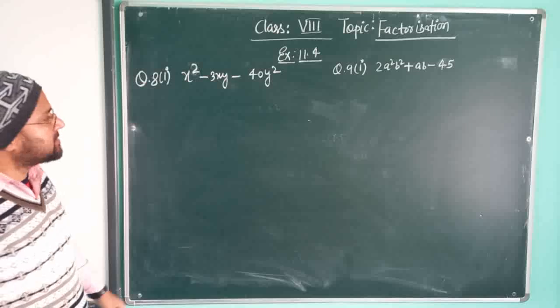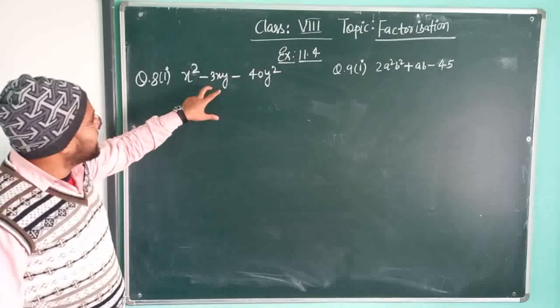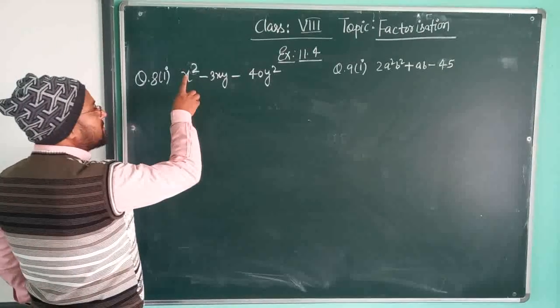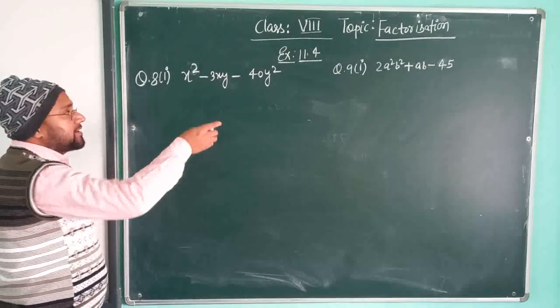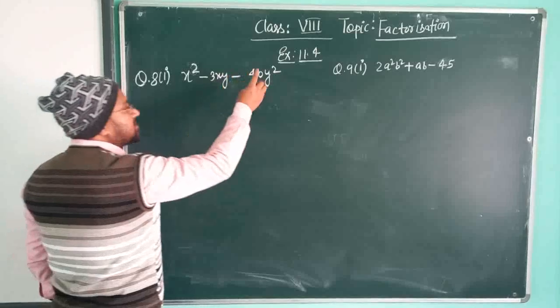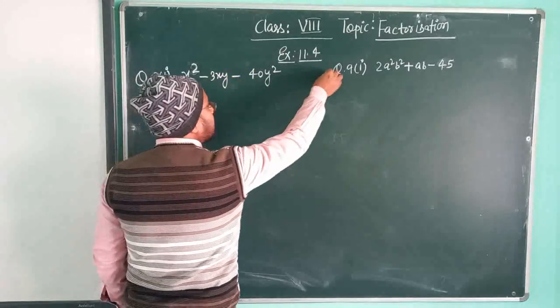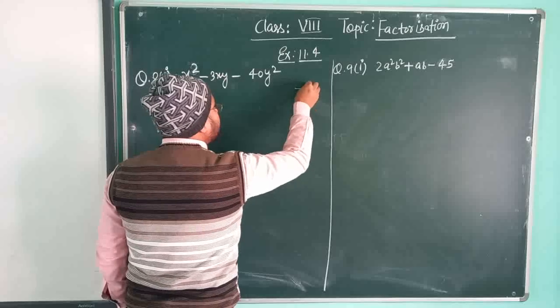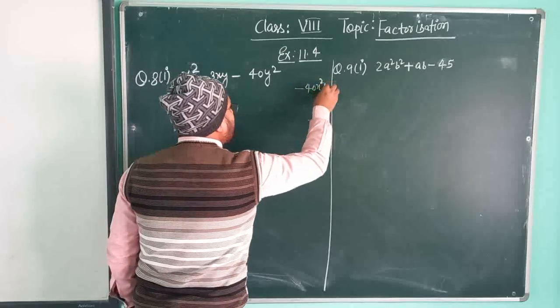Now I am going to start from question number 8 of exercise 11.4, which is based on factorization. Find the factors of this one by splitting the middle term. In this question, first you multiply the first and last term and write it on the right side. If you multiply this, you will get minus 40x²y².